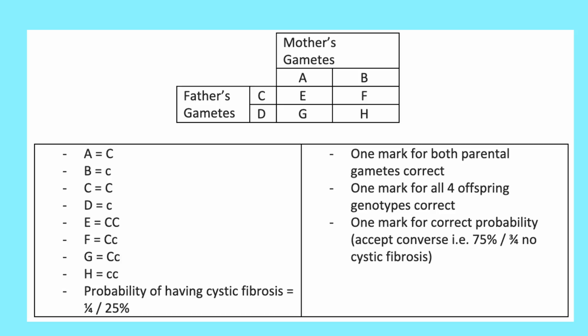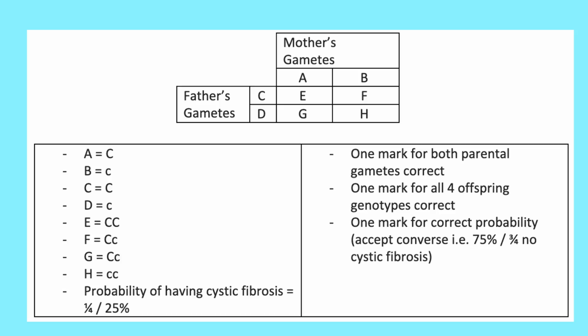So you can fill in A as capital C, B as little c, so the dominant allele and the recessive allele, and then for C and D you want a capital C and then a little c, again the dominant and the recessive allele as another heterozygous parent. Then we can complete the cross.